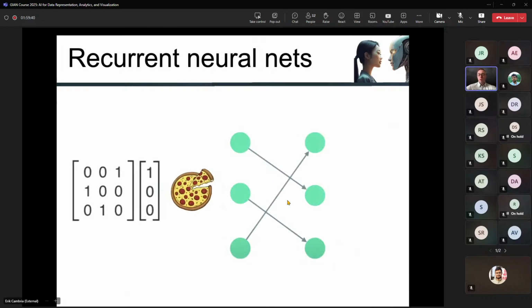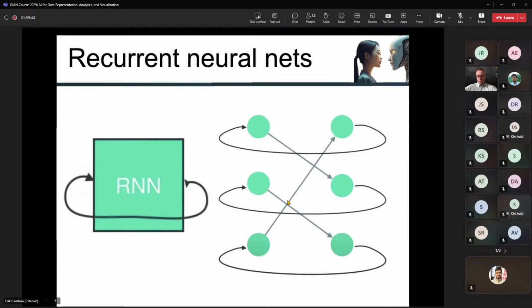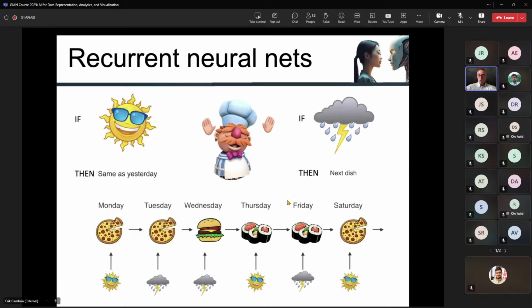This can also be represented as a graph, as we've seen before. With recurrent neural networks, I have this feedback loop. So this is good for adding a new condition. Now we have this new condition that if it's sunny, then this friend is cooking the same food as yesterday, maybe because he went out to have fun and used the leftovers from the previous day. If it's raining, then go to the next dish.